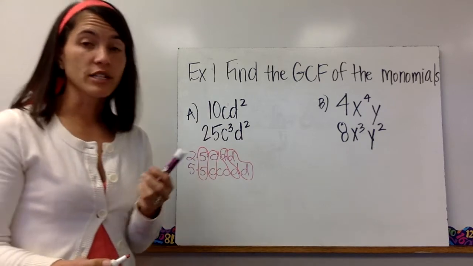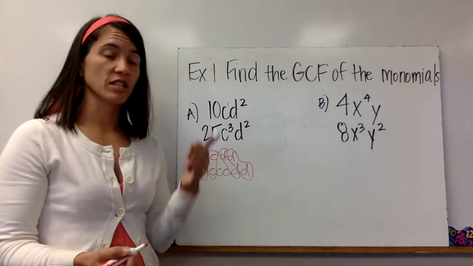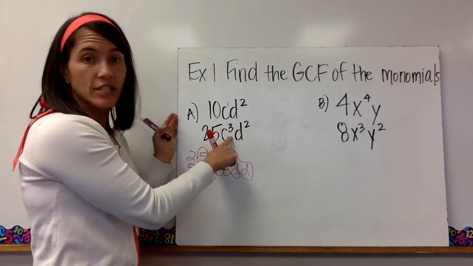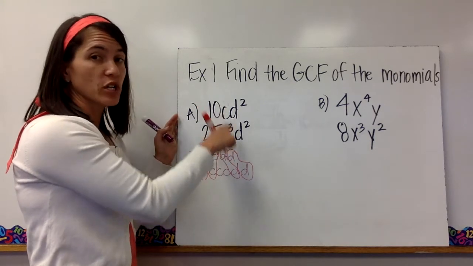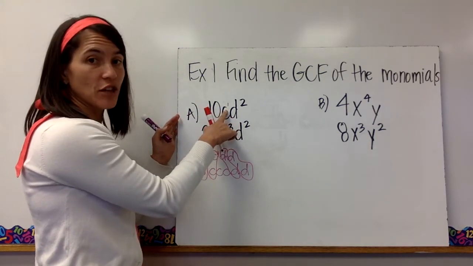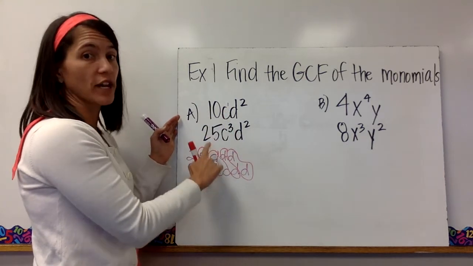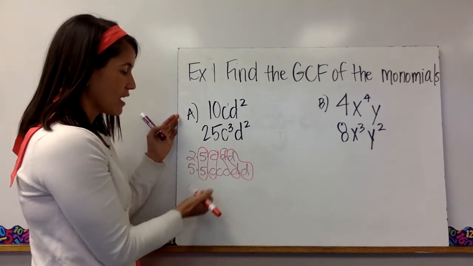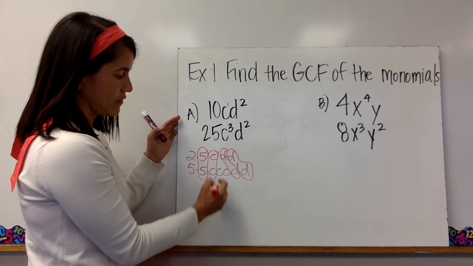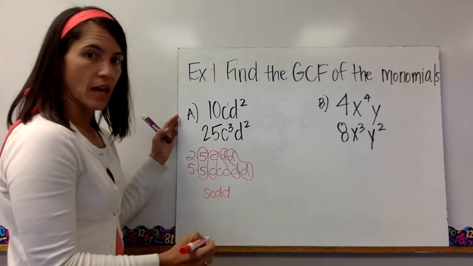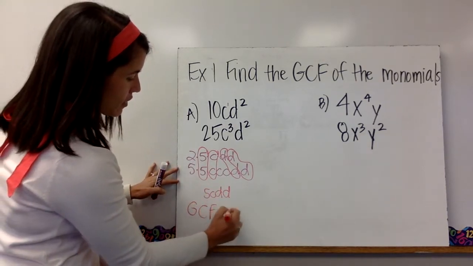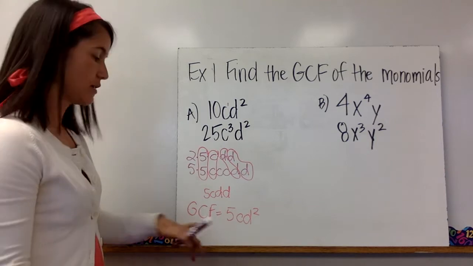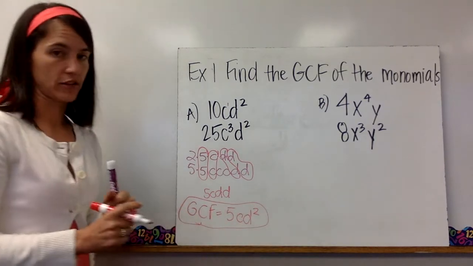Now, when I said the smallest exponent for variables, this is what I mean. This term up here has 1 c, c to the first. This term right here has 3 c's. But we want to use the smallest exponent. We're going to use c to the first power because they both have 1 in common. You can't say c to the third because this term up here only has 1 c. Now we're going to combine all this, and so we have 5cdd. Our greatest common factor is 5cd to the second, because I have two d's. D times d is d squared. So here's our greatest common factor.